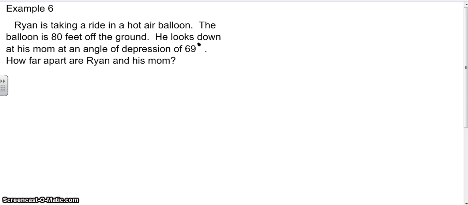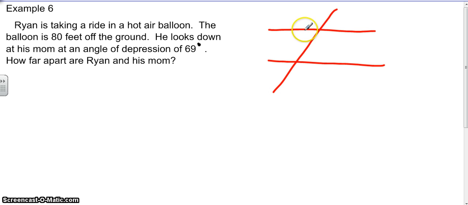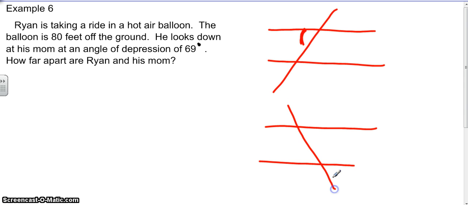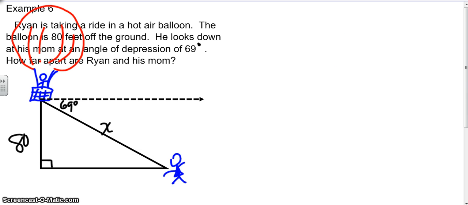Now remember, when we have our angle of elevation, angle of depression, if the transversal is like this, this would be my angle of depression. If the transversal is angled this way, I'm looking at this as my angle of depression. So let's do a picture. Here is Ryan. Here is his mom. He's in his hot air balloon. He's 80 feet above ground.